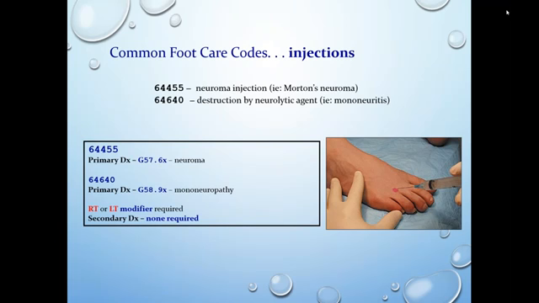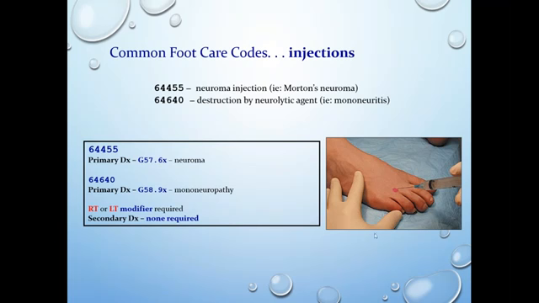The common injection codes beyond what Alan just covered. For a Morton's neuroma, the typical Morton's neuroma, you should always be using a 64455. That is the proper injection for Morton's neuroma.